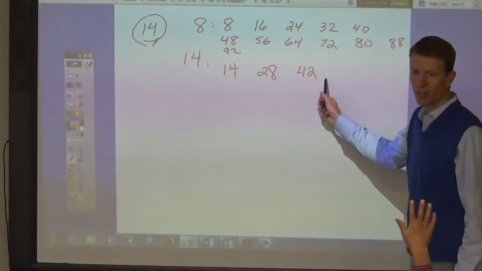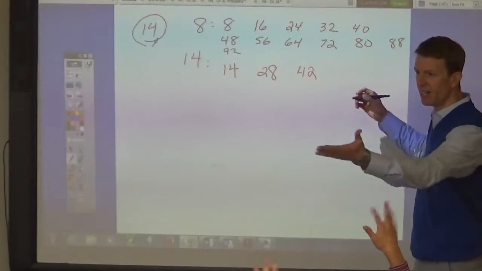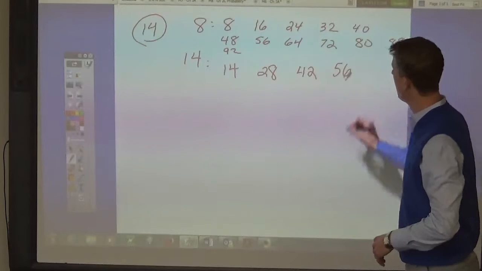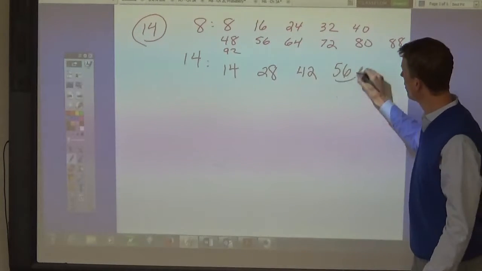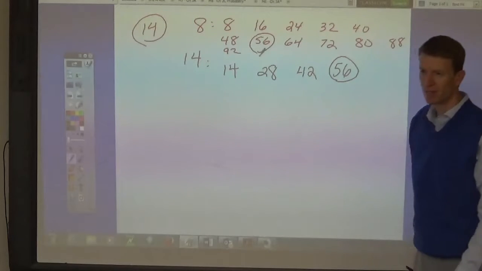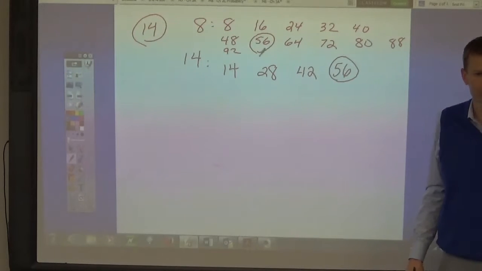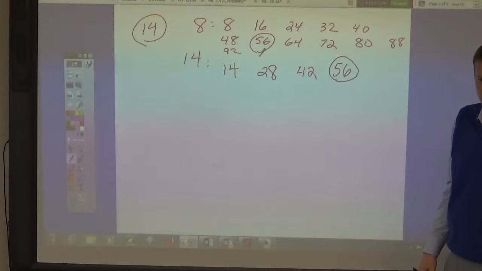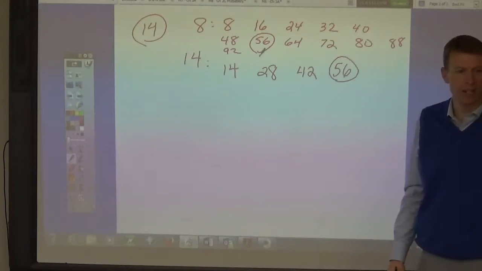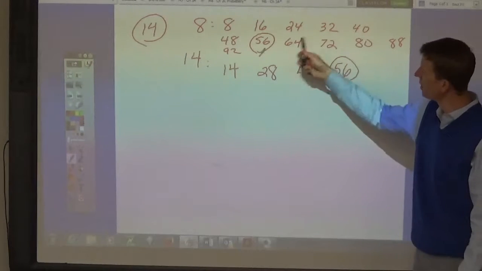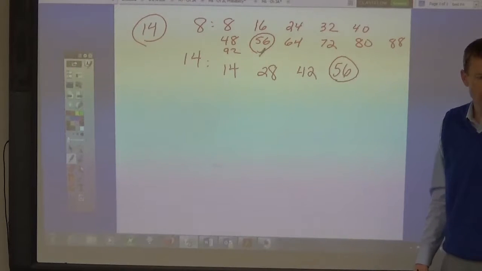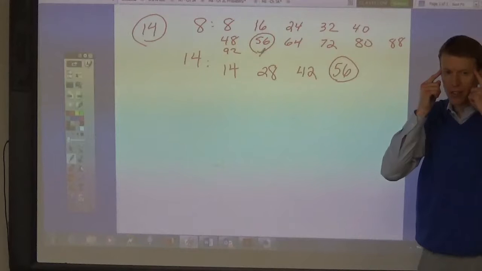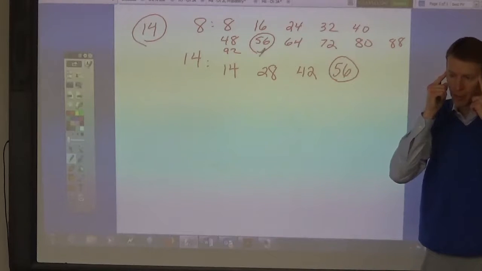All right, 42, 50, 56. Oh, look. Yeah. We found the lowest common multiple. Okay? Yep. So, that's one way to do it, is to make a list of the multiples and then write down the lowest common multiple. Or you could think about it and write the lowest common multiple.